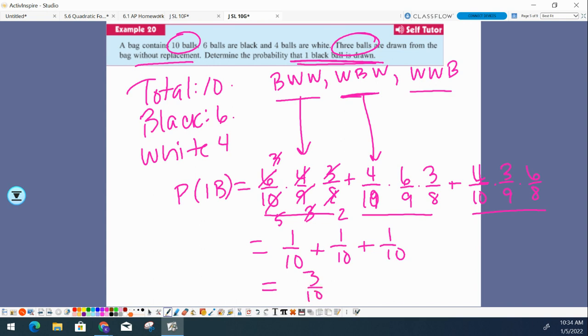Now you can just multiply and get your big numbers. I just would rather deal with the smaller ones because I think it's a little less busy. But like I was saying earlier, you can either find the probability of just black, white, white and take it times 3 because they're all the same, or you can set up each individual case.